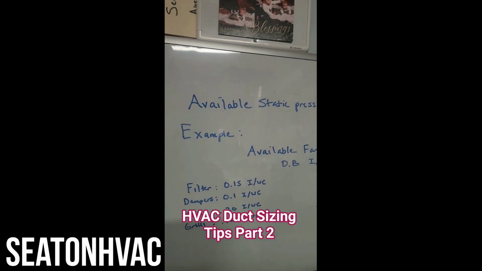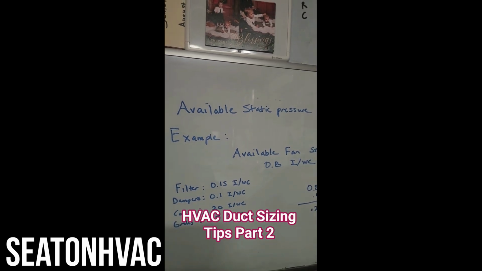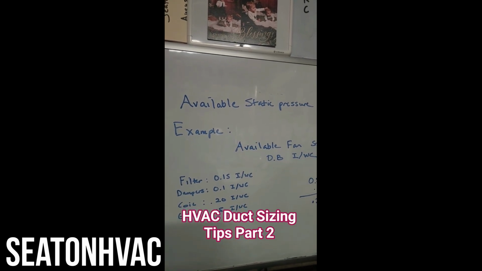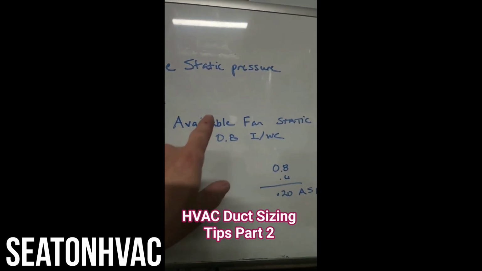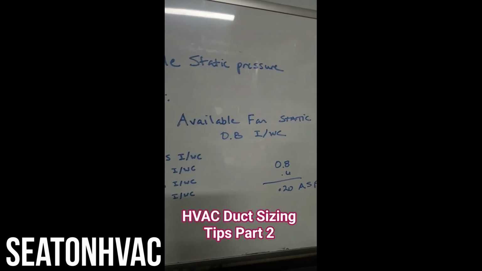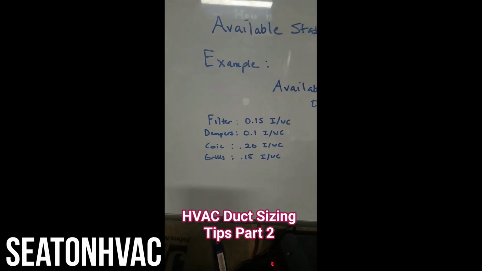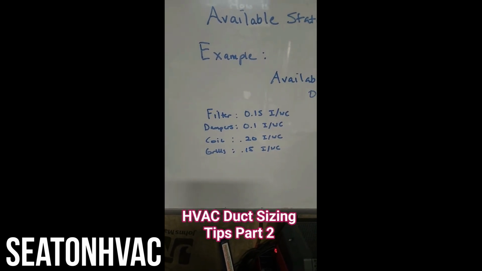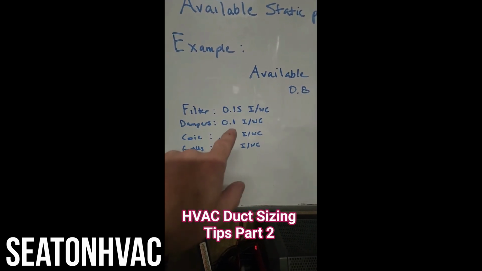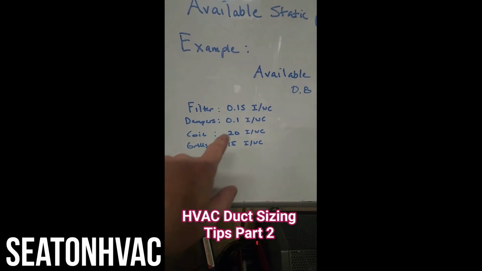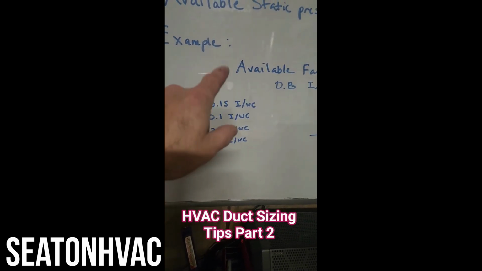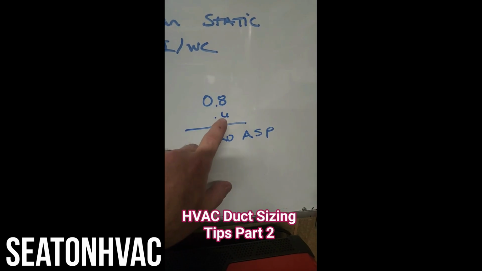Okay, so how do we figure out our available static pressure? What we need to know is what static pressure the fan in our air handling equipment is rated for. So here's an example. Let's say our available fan static in our air handler is 0.8 inches of water column. We're going to take all the devices that aren't duct. We have our filter, which is 0.15 inches of water column. Let's say our dampers are 0.1. Our coil is 0.20 inches of water column, and our grills 0.15. We're going to add all those together, and that equals 0.6.